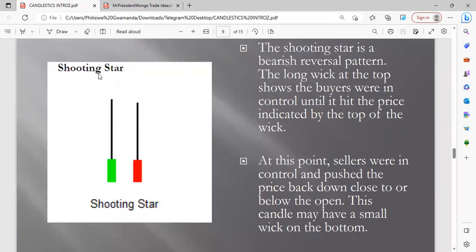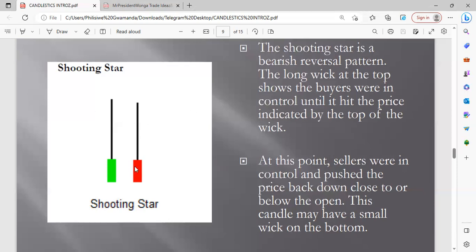So this is a shooting star. A shooting star is obviously a bearish pattern, with a long wick at the top. The long shadow, the black line, is what we call the wick. The red or blue color doesn't really matter that much. The long wick at the top shows that the buyers were in control, meaning the price went up to a certain level, then it dropped. At that point, the sellers were in control. They pushed the price back, and the price closed low. This candle may have a small wick on the bottom. You see here a huge wick, but a small body. That's a shooting star.